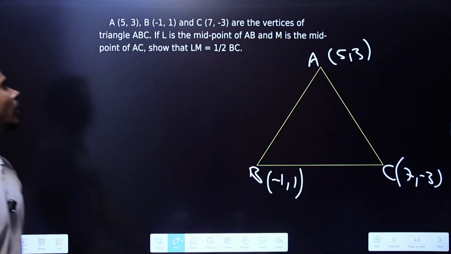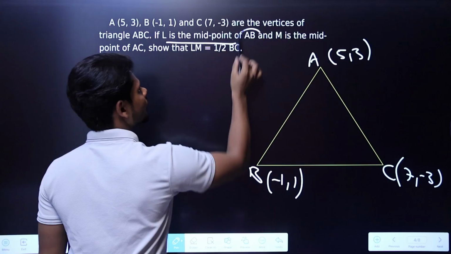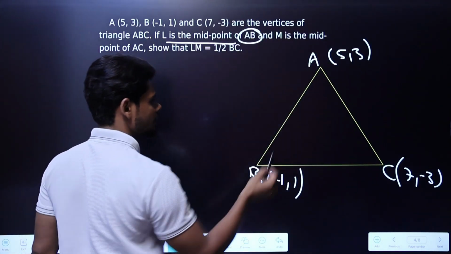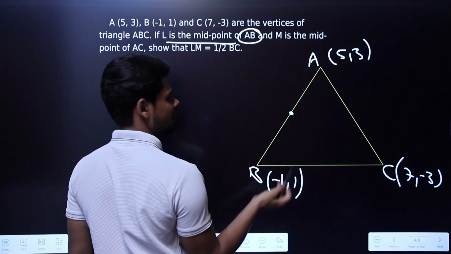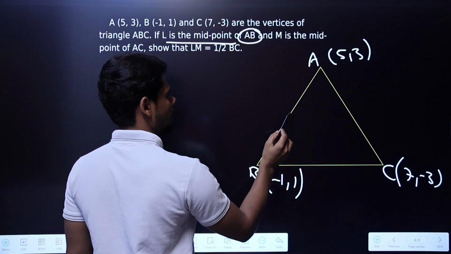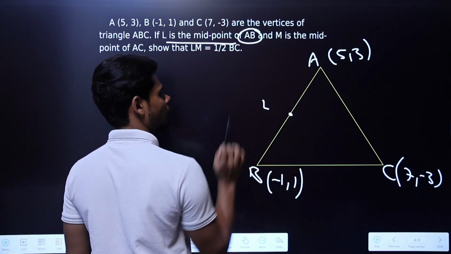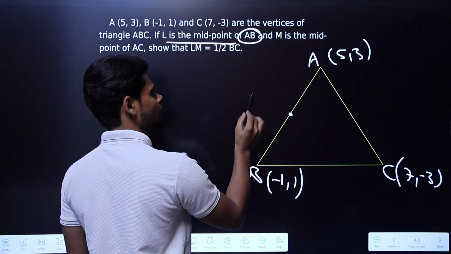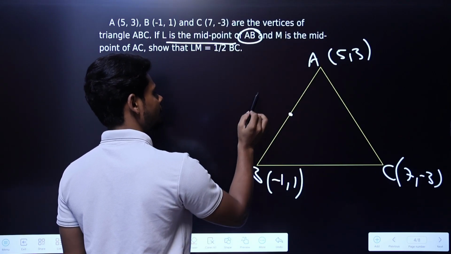Now if L is the midpoint of AB, where is AB? AB is this one and L is somewhere here, which is nothing but the midpoint of AB. Let's say this point is midpoint of AB. So let's first find this point L. Let's find the midpoint of L.